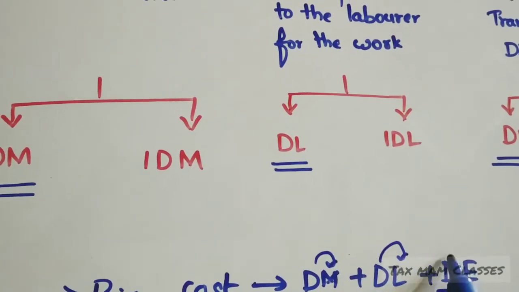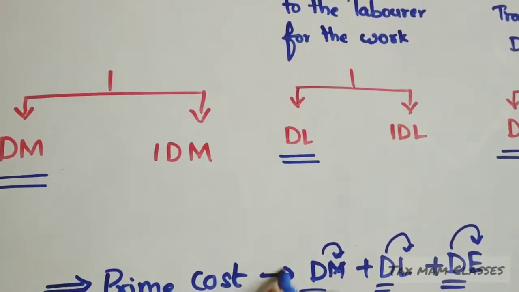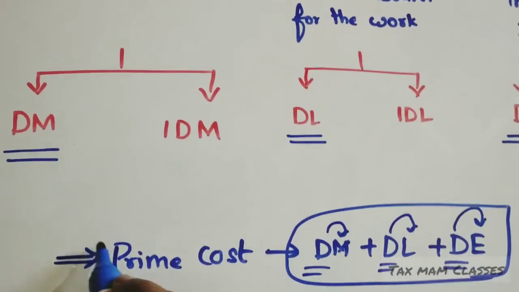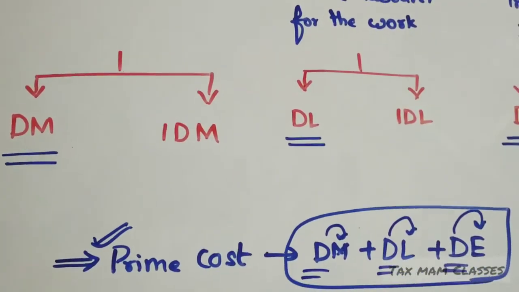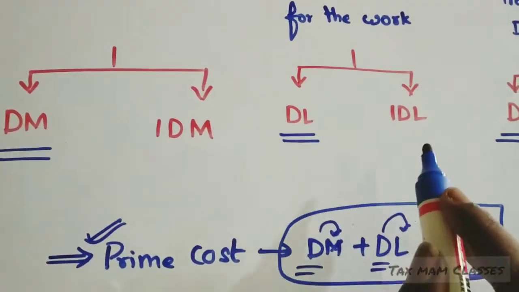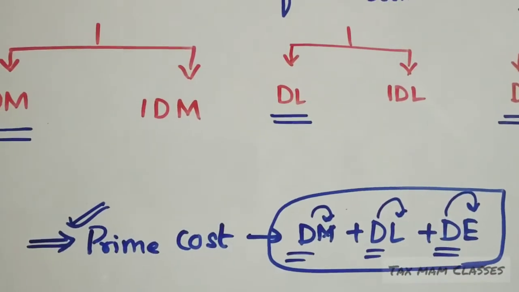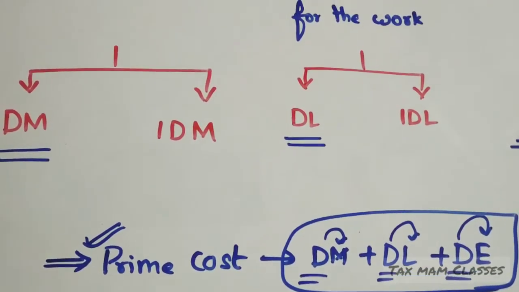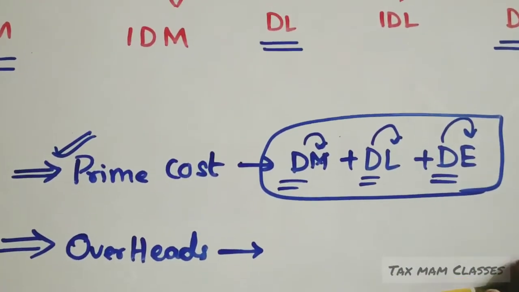Direct cost of labor, direct cost of expenditure. If we add all the direct costs, we will name it the prime cost. Then what about indirect materials? If we add all the indirect material, indirect labor and indirect expenditure, we will name it overhead. These are the terms used in cost accounting.